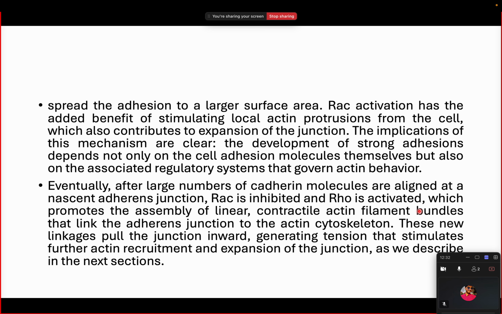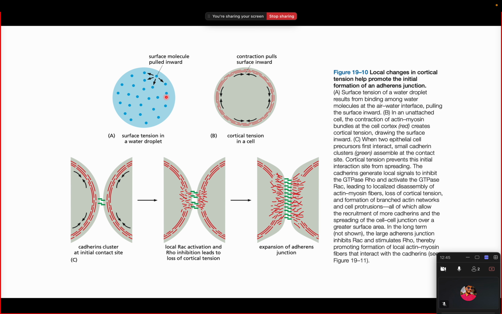So we'll see the figure first. So this is what it means. So imagine these are the surface molecules which are supposed to be pulled inside. This is just an example of how a sphere is made, and all the cells are also spherical in nature if they are in a liquid environment, right, because of the surface tension. Now what exactly is a cortical tension?